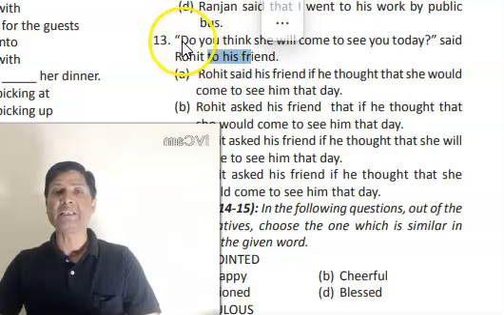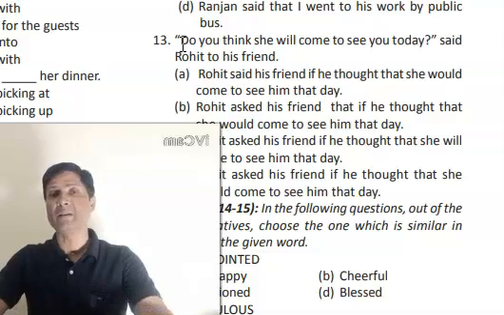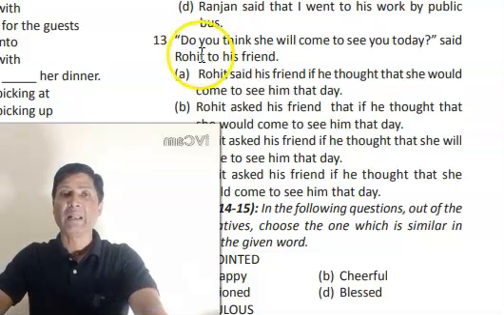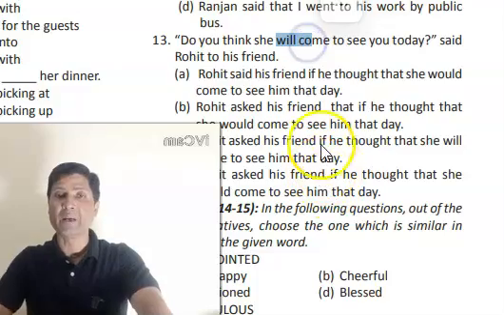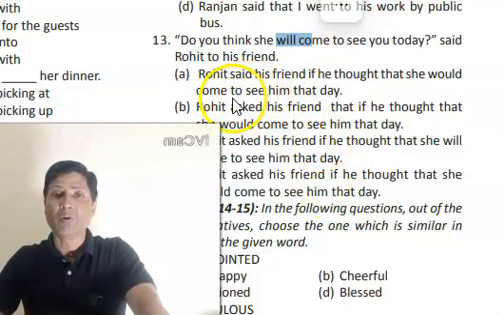And because the sentence is beginning with an auxiliary verb, the conjunction will be "if." And this "think" is in simple present, so it will change into simple past. And here it is simple future, so it will change into past, "would." So let us see where it is. Rohit asked his friend if he thought that she would come to see him that day.